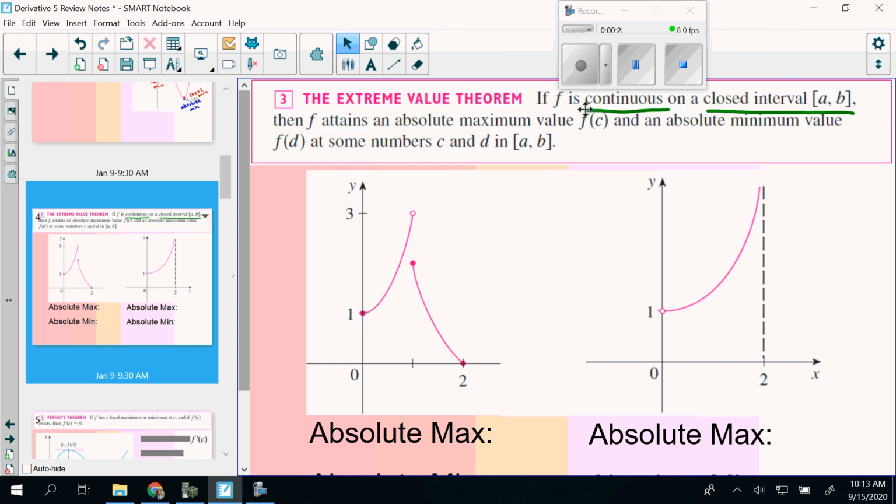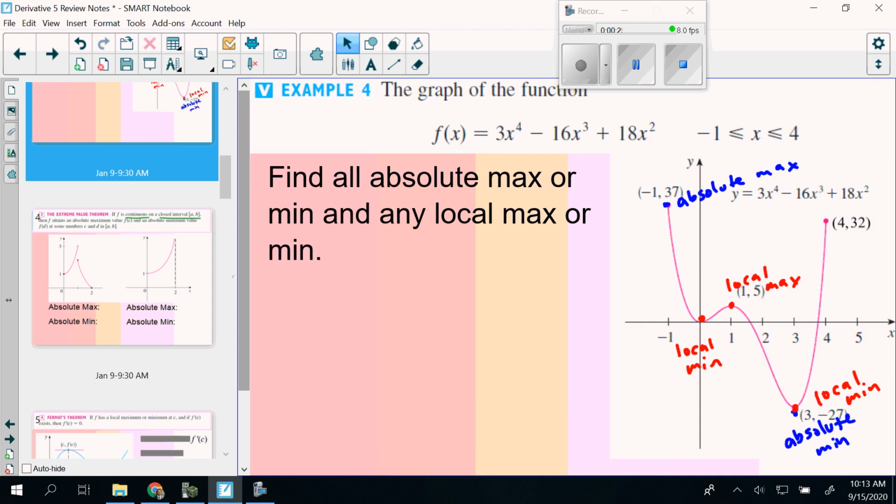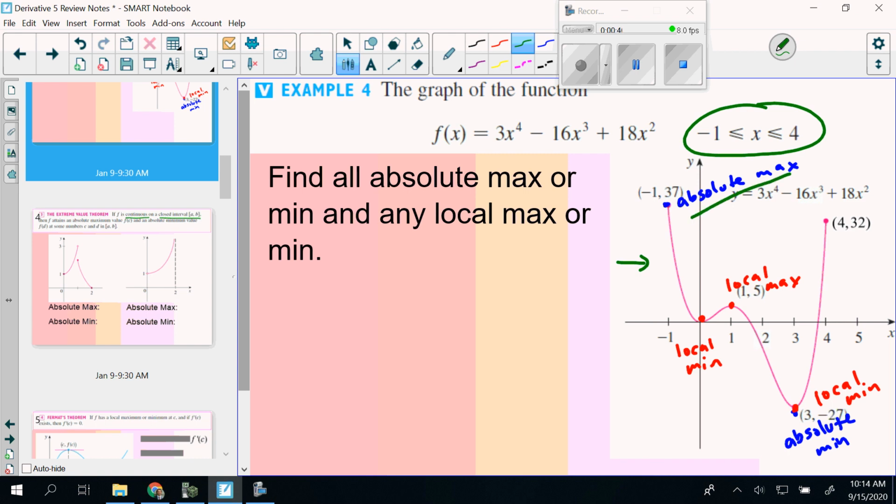So we've seen a couple pictures now of some functions. Here would be an example of one we just looked at. Is this function continuous here? Absolutely. Is it on a closed interval? Absolutely. So we're guaranteed an absolute max and min, which we were able to pick out here.